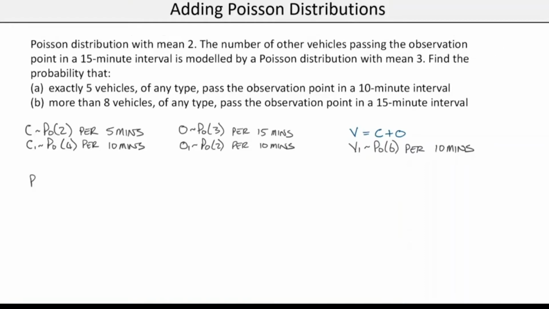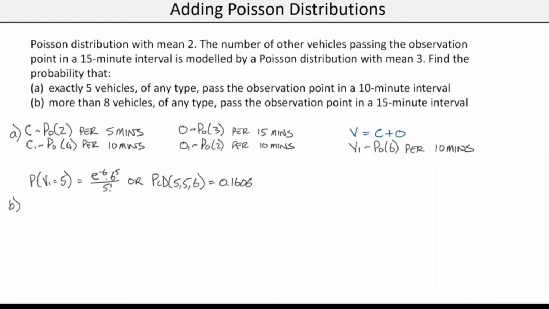So we're looking for the probability that V1 equals 5, and we can use either the probability function, since we're just looking for exactly 5, or we can use the calculator function. So e to the negative 6, 6 to the power of 5 over 5 factorial, or PCD 5, 5, 6. Both of them will give us an answer of 0.1606.